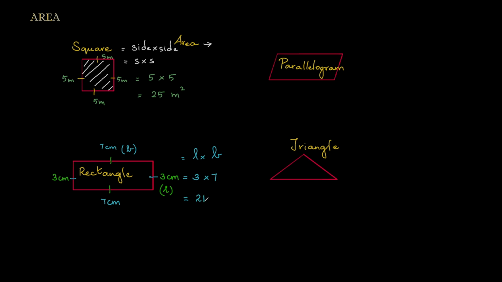And remember to write the unit. Unit given here is centimeter. So it is centimeter square. For area, we are supposed to mention every unit in square units. For area, it can be for any 2D shapes.